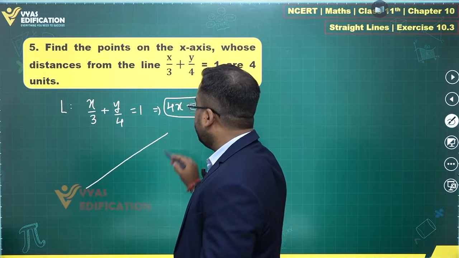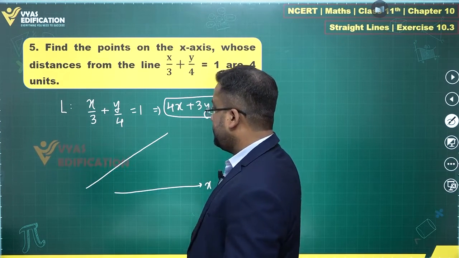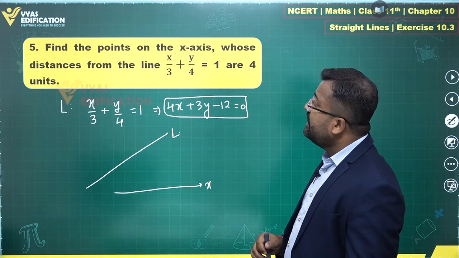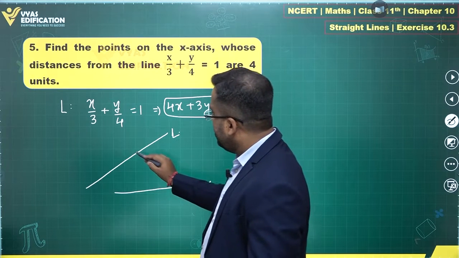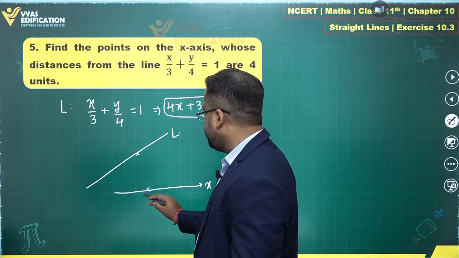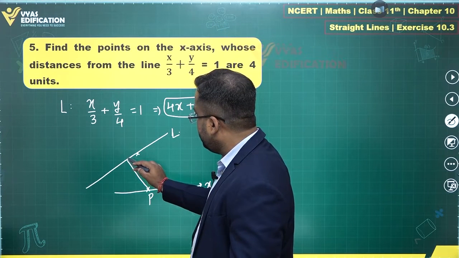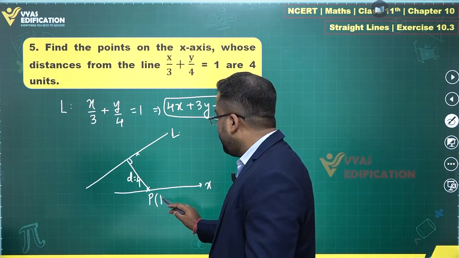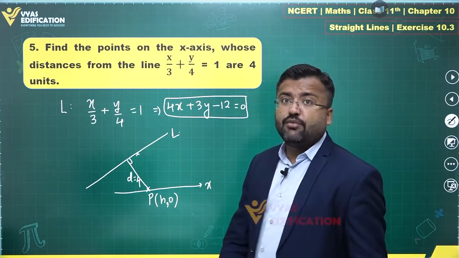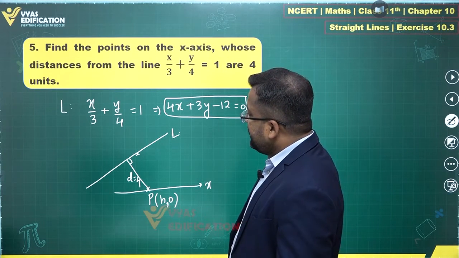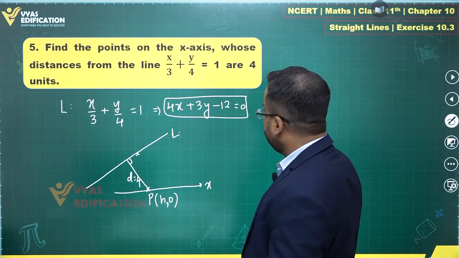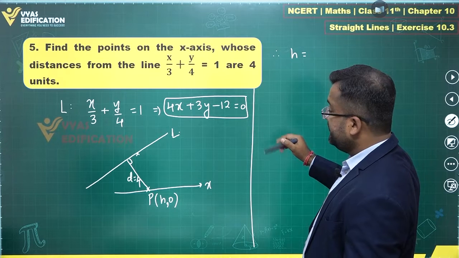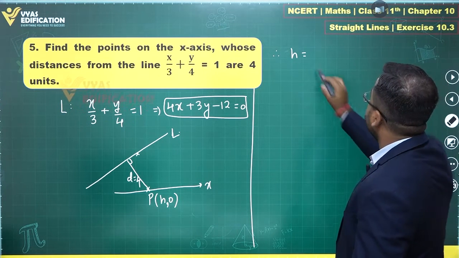If this is the line and this here is the x-axis, what are we asked? We are asked to find points on the x-axis whose distance from the line is 4 units. So the point on the x-axis will be P, and the distance of P is equal to 4. That's what is given, right? Any point on the x-axis will be h comma 0. This is any point on the x-axis, right? The distance is 4 and the point is h comma 0.